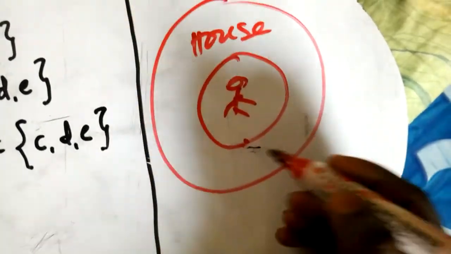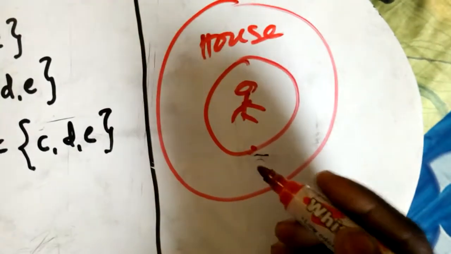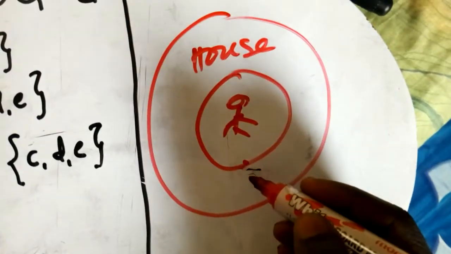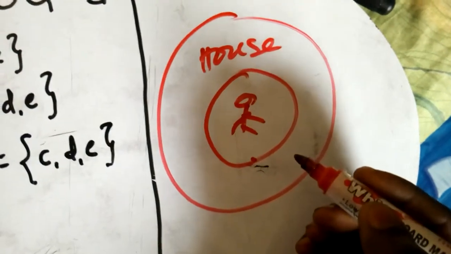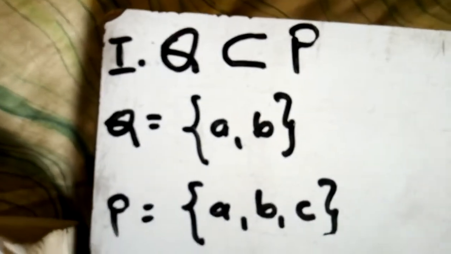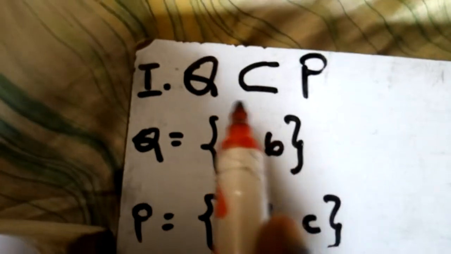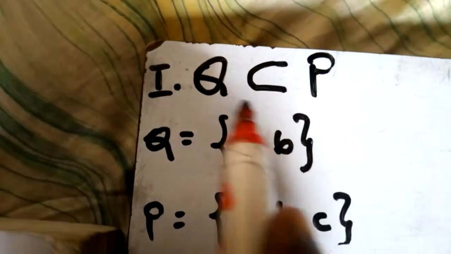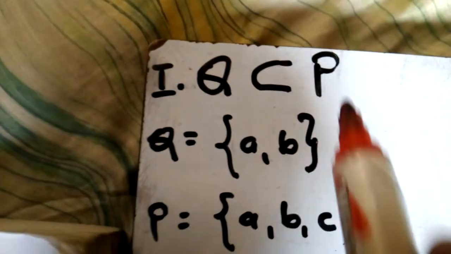So you are inside the house. That's the meaning behind the subset. It means that you are a subset of the house. Does it make sense? And this is what the mathematicians are saying, that we should use this symbol in place of that long English sentence. So it means that Q is a subset of P, meaning that Q is inside P.